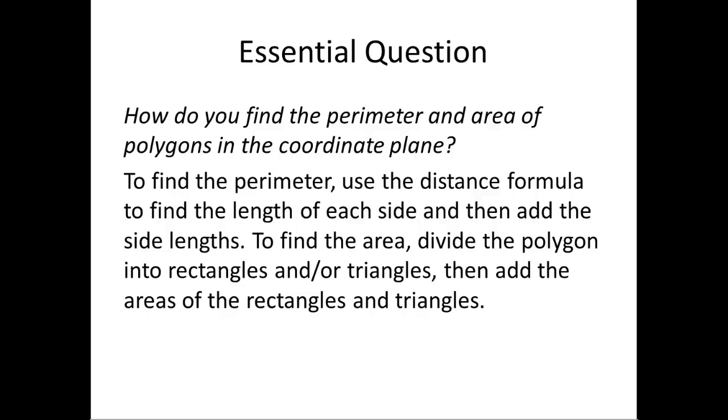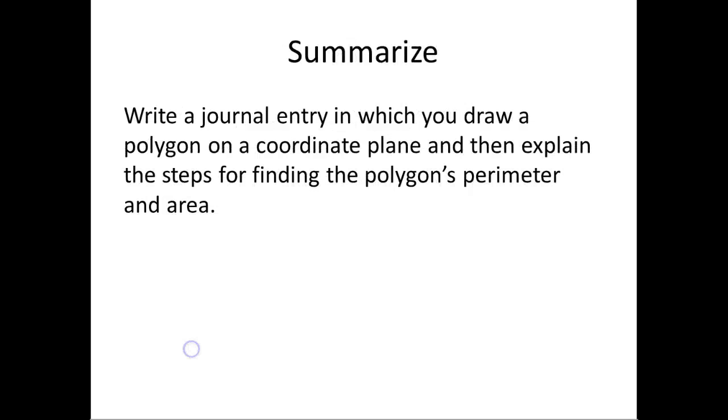Okay, so the question we were attempting to answer during this lesson is, how do we find the perimeter and area of polygons in the coordinate plane? Well, to find the perimeter, you use the distance formula to find the length of each side, and then you add the side lengths together to get your perimeter. To find the area, you divide your polygon into rectangles and triangles, and then you add the areas of the rectangles and triangles together to get your area.